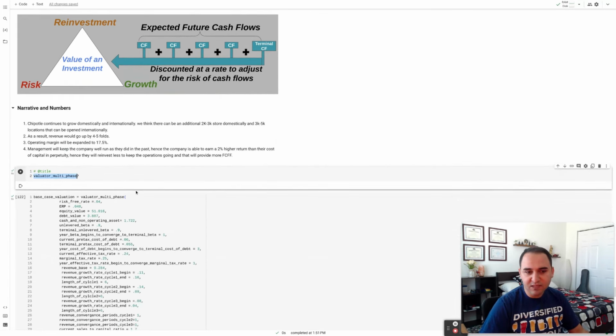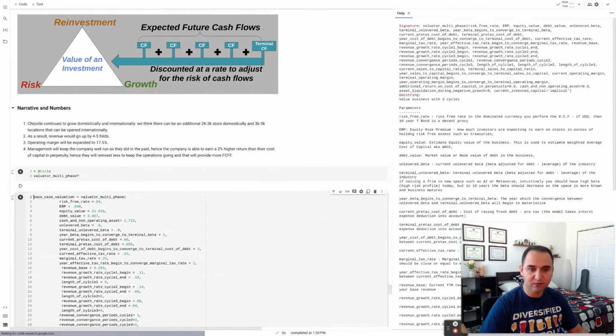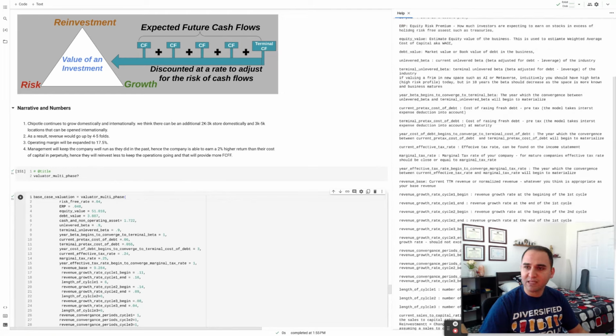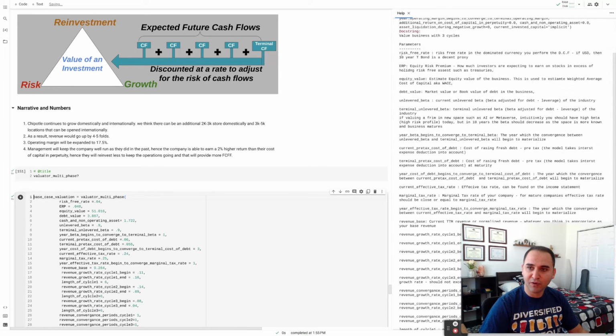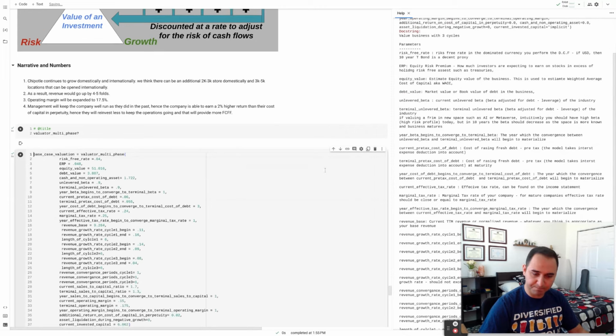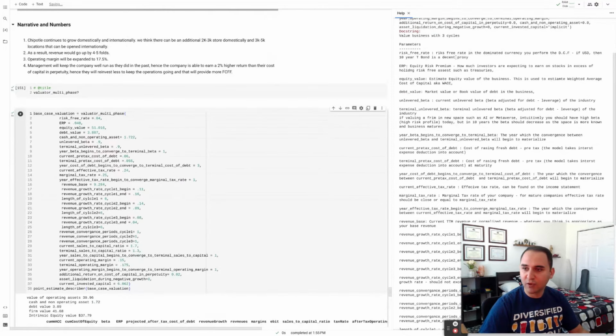The function that we need to use is the valuator multi-phase. If you put a question mark at the end of it and execute it, which I do by pressing Shift and Enter, on the right side you get all the information that the author made available about the function. As for the parameters that go into the model, there is the risk-free rate, the equity risk premium, the cost of equity, cost of debt, and so on, which are here. You can read more about them. I put some description about each of them.